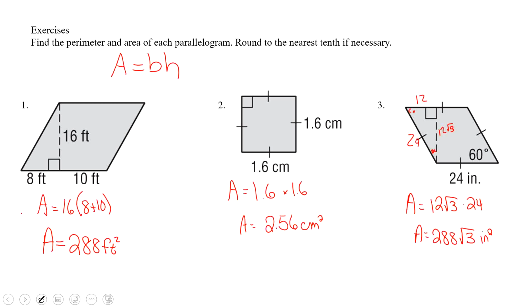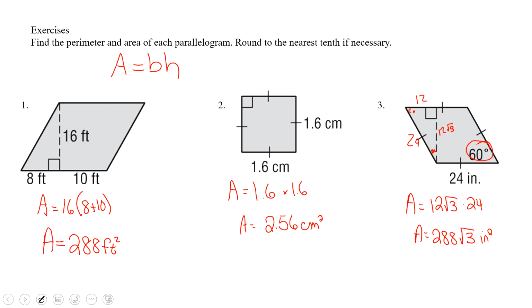Here are the answers. The first one was 288 feet squared, just 16 times 18, there you go. The second one was a square, so it was just 1.6 squared, or 2.56 centimeters. The third one was a little tricky because it was a 30, 60, 90 triangle. They told you one of the angles was 60 degrees. So you had to figure out what the height was.